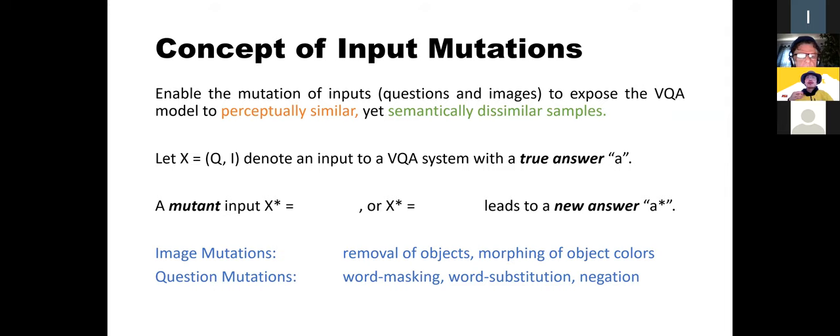More formally, we define mutation as a transformation of the input X, which leads to a new output. Again, many of the techniques we are talking about here are applied to the VQA task, which is a category of vision and language task, but we want to argue that many of these techniques can also be generalized to other tasks, as long as the same formalism can be adopted to augment the training data. So for VQA, X star, the mutation of X, can be created by image mutation or by question mutation, leading to a new answer. In this work, we use removal of objects or morphing colors of objects as the image mutation operations, and masking, substitution, and negation as question mutation operations.